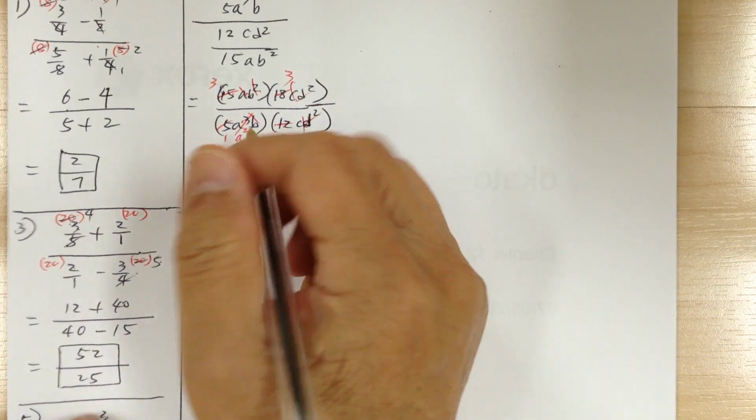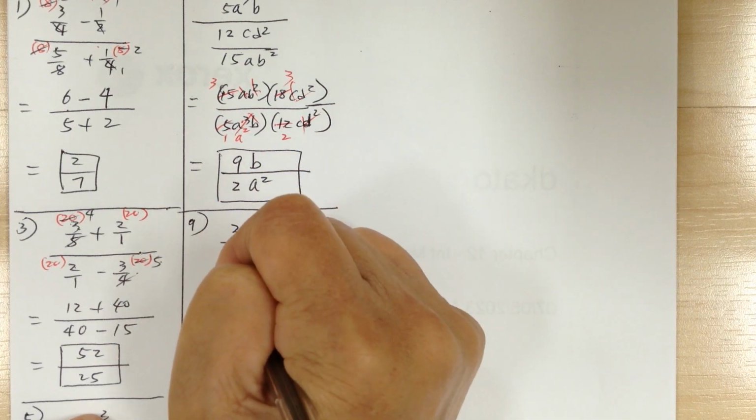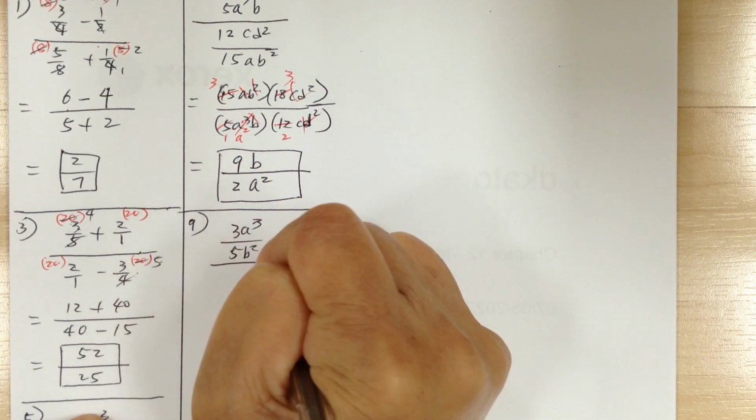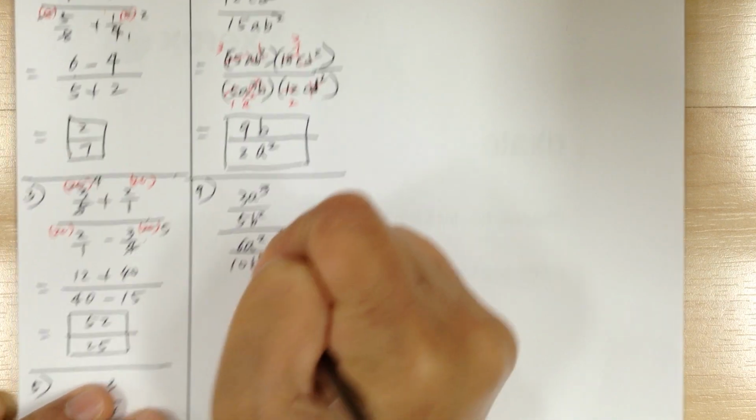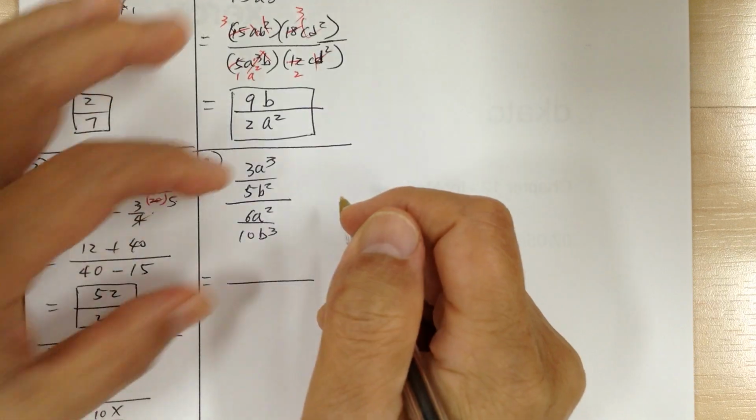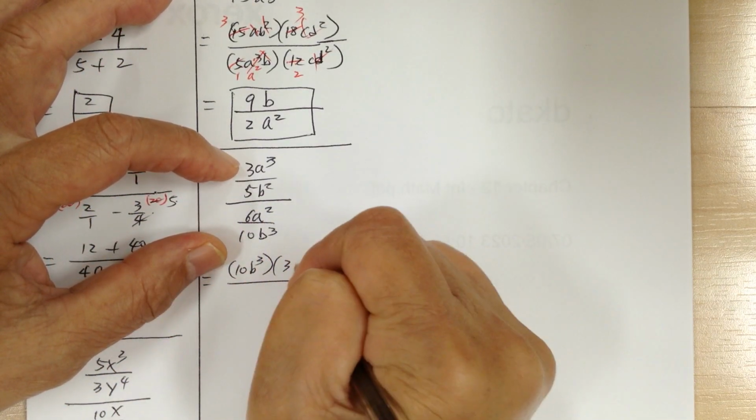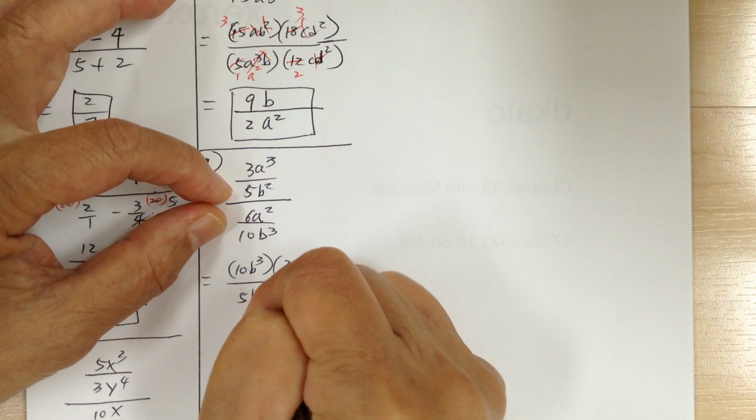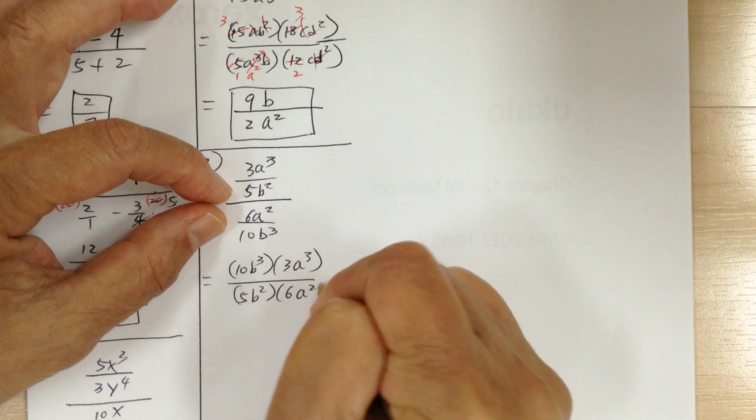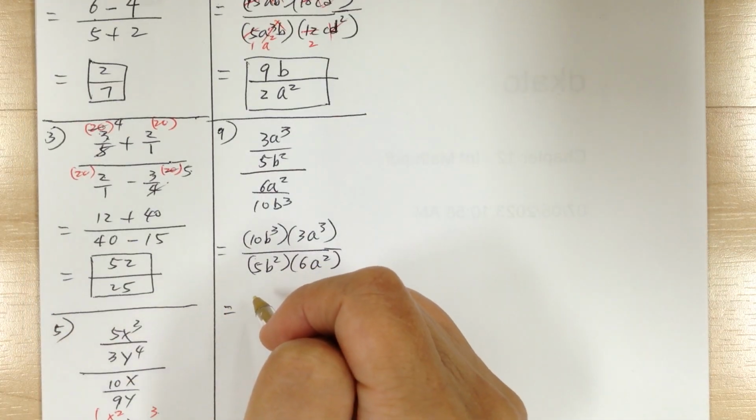Okay, number 9. Got 3a cubed over 5b squared over 6a squared over 10b cubed. Okay, so again, let's go and do the outer over inner. So the outside goes on the top, and the inside goes on the bottom. Okay, and after that, let's go and cancel things out.